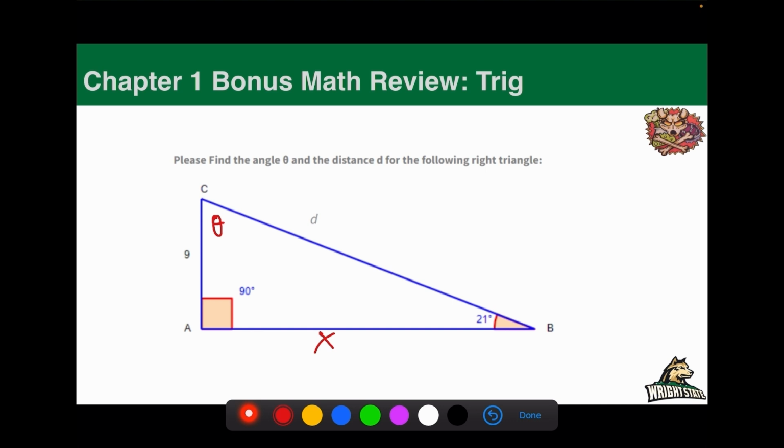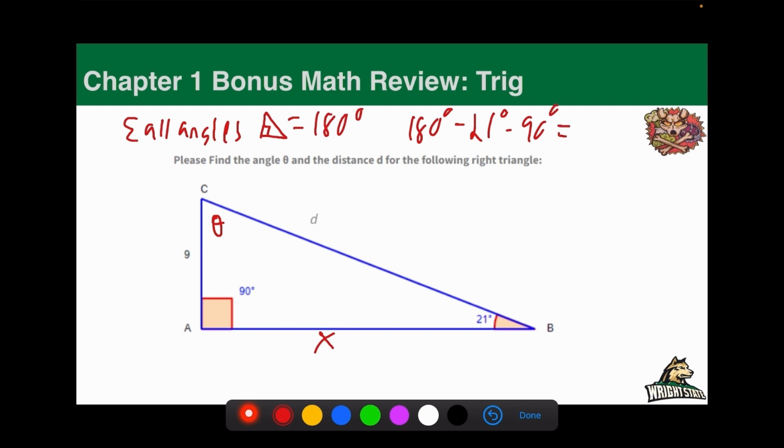The first part, and you can do this in a number of different ways. You have options here. The first way I'm going to solve this is to find theta. And the way we can find theta is very easy. We know that the sum of all angles in a right triangle must equal 180 degrees. So this angle is a 90-degree angle. That angle is 21 degrees. So we could say that 180 degrees minus 21 degrees minus 90 degrees equals theta.